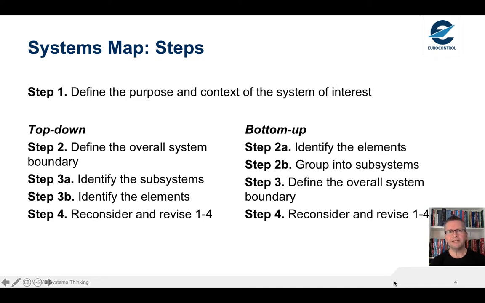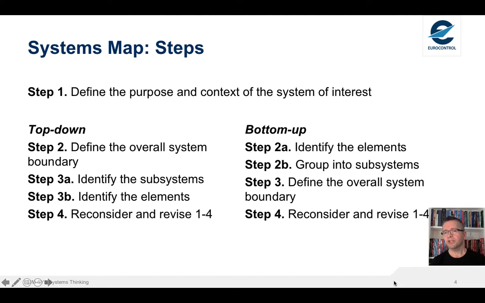Next, we have two related steps which we may perform in iterations. We have the first of identifying the subsystems, and then within each subsystem identifying the elements. And we may flip backwards and forwards between these two at the time that we do this. We then reconsider and revise steps 1 to 4.